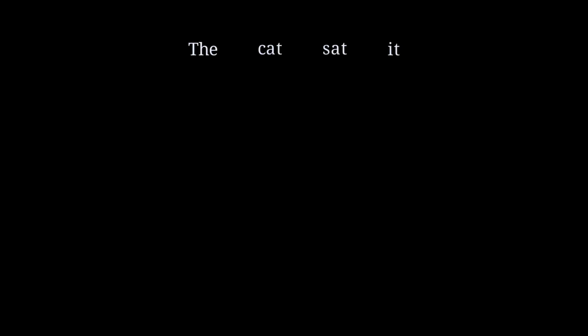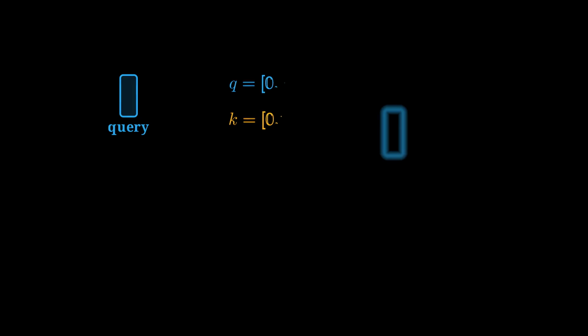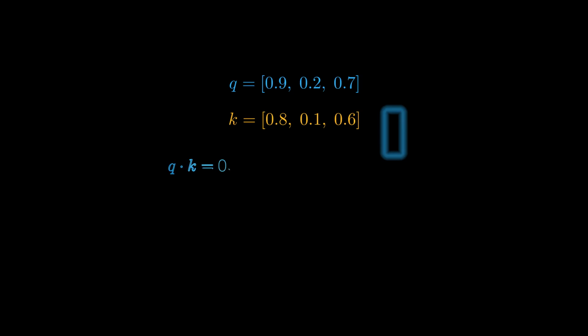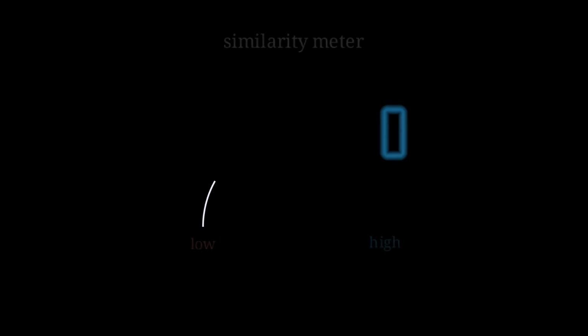The word doing the looking, our glowing it, uses its query vector. Every other word, including it itself, offers up its key vector. We are about to compare one query against all the keys. How do we measure whether a query matches a key? With a dot product. We line the 2 vectors up, multiply them component by component, and add it all up. The dot product is large and positive when the vectors point the same way, and small when they point in different directions. So the dot product is a similarity meter.